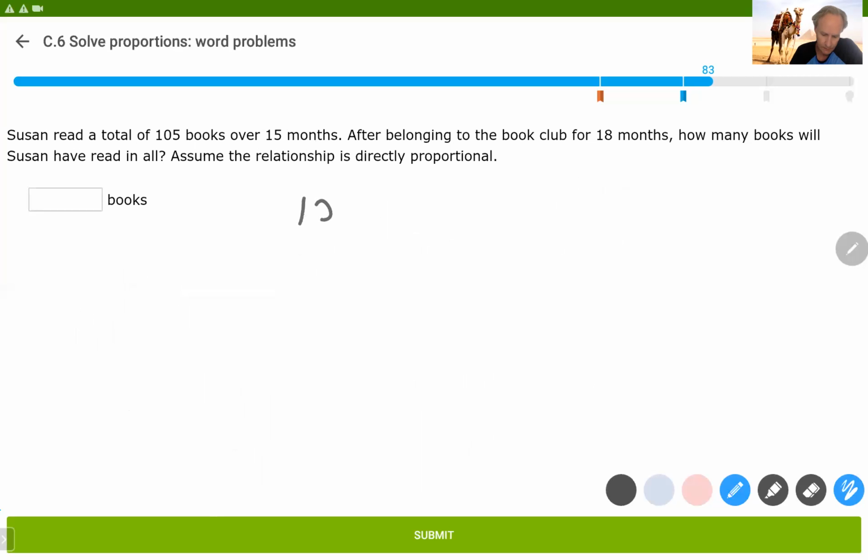$105 for books over 15 months. Reduces, 15 goes in there 7 times. No, 7 times, dummy. 7 books per 1 month, and we want 18 months.